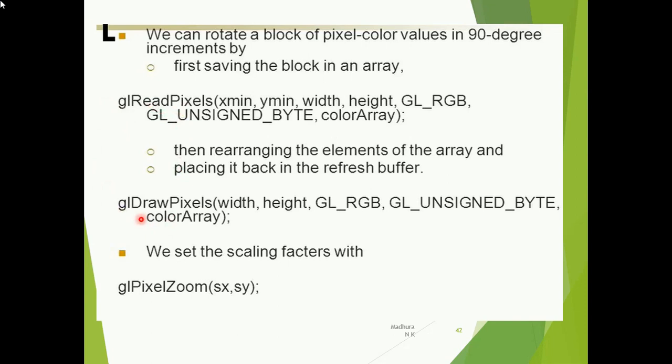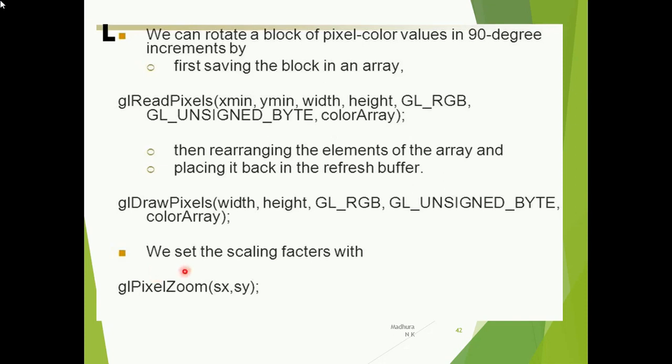Now suppose you want to do the scaling process. You have one more function called glPixelZoom(sx, sy). Suppose you want to scale an area, any area, then you have to call this particular function after the glCopyPixels function. First step is you have to call glCopyPixels. That means you have to create a rectangular section.